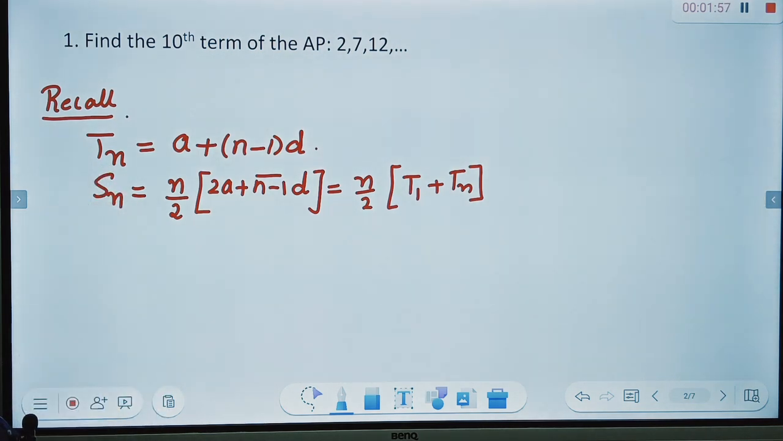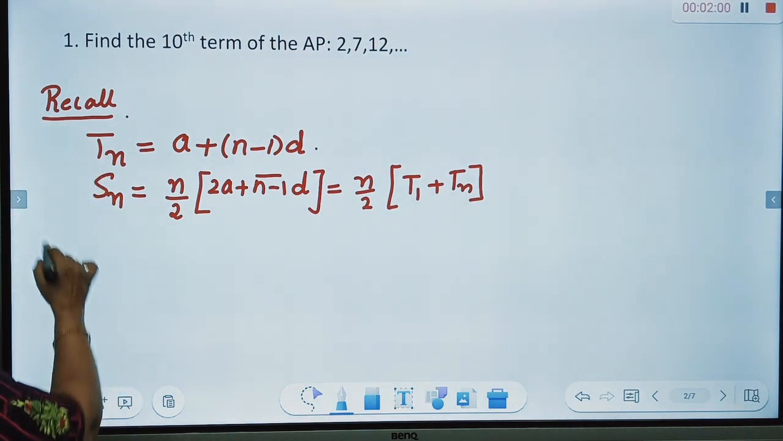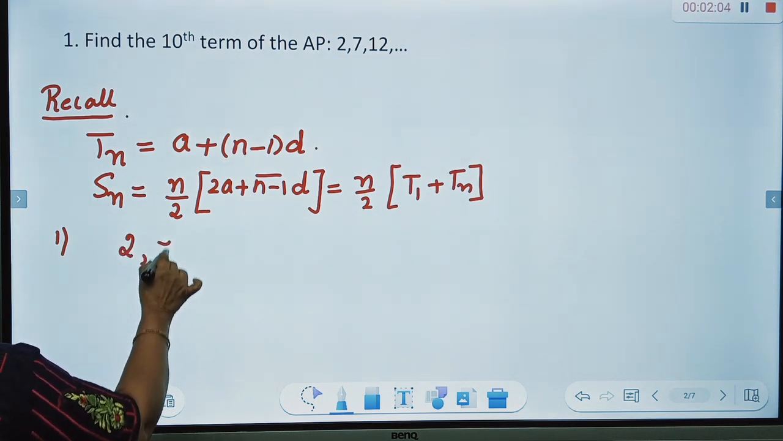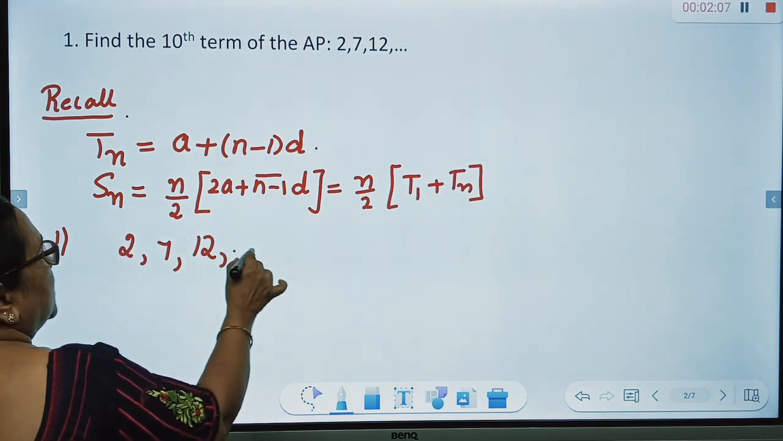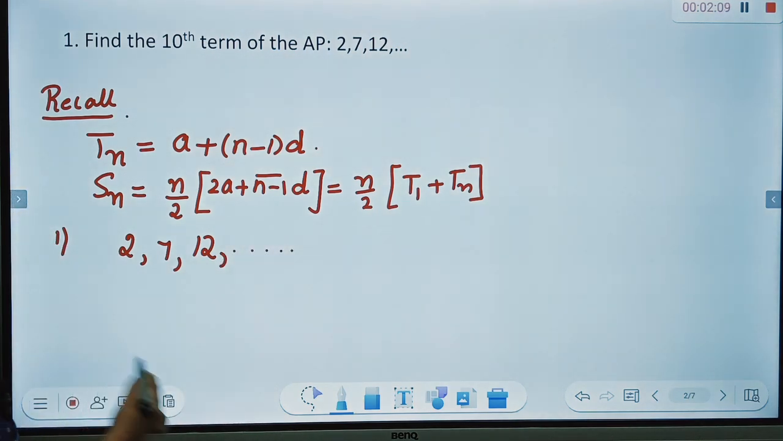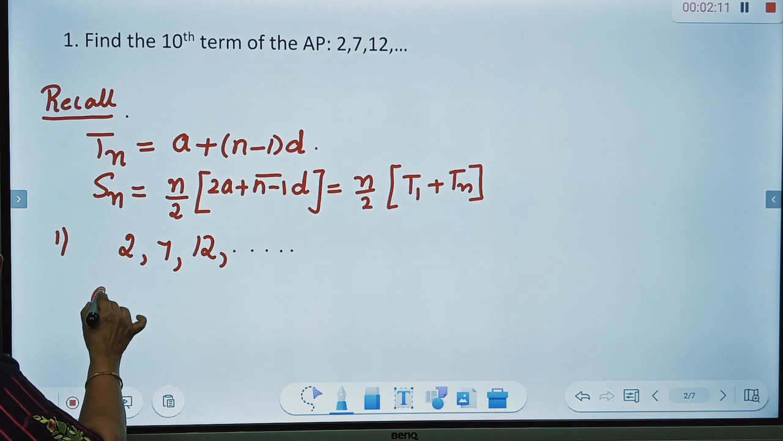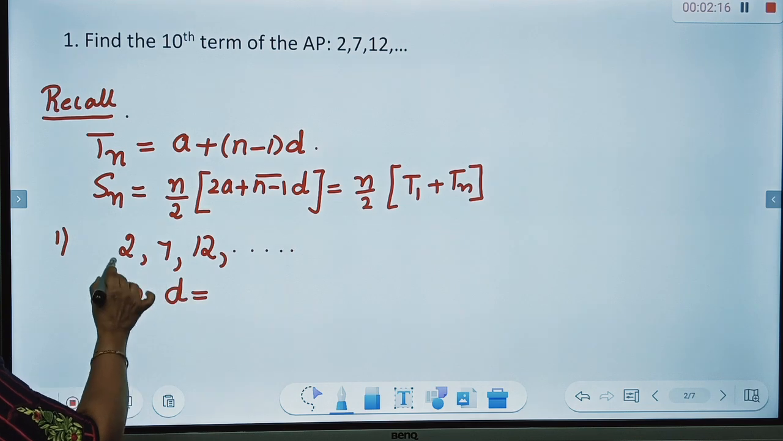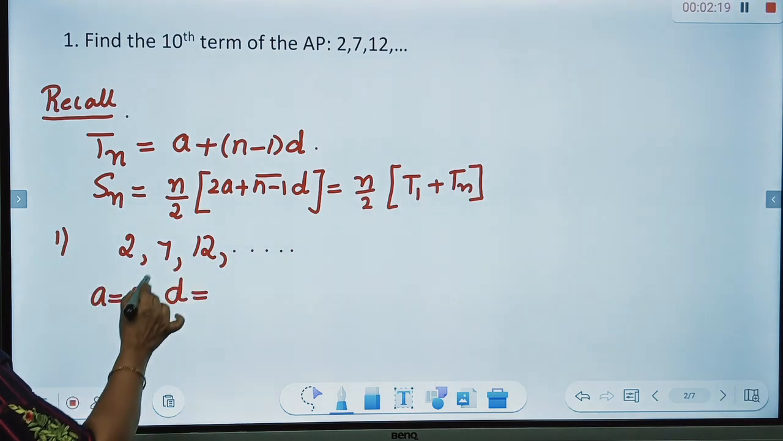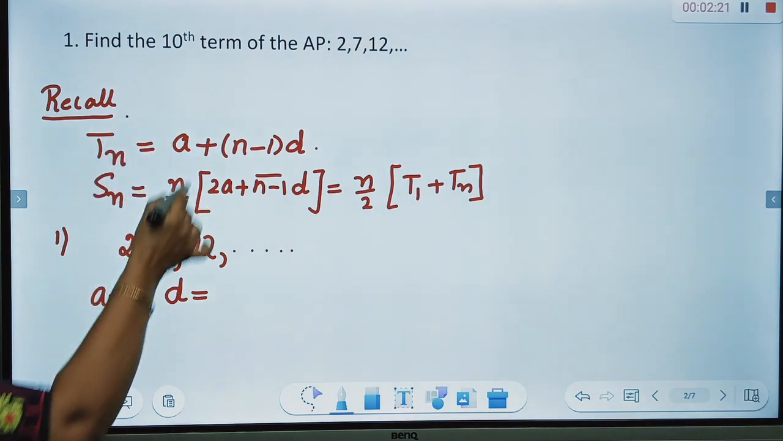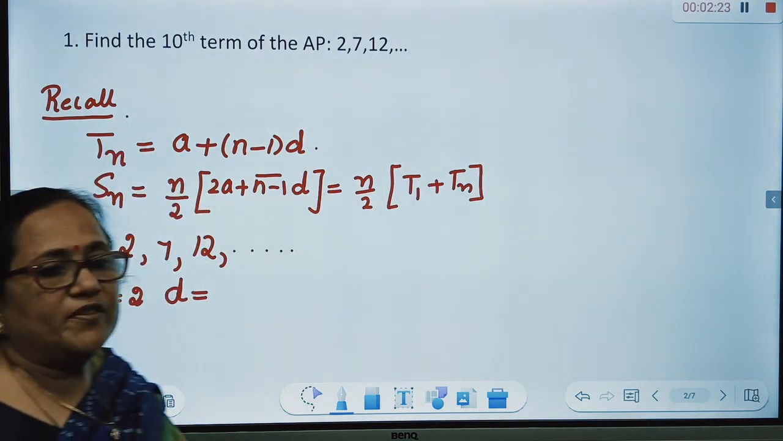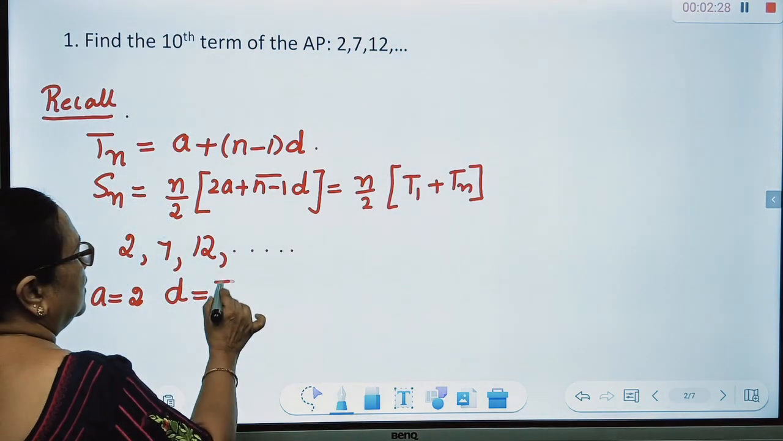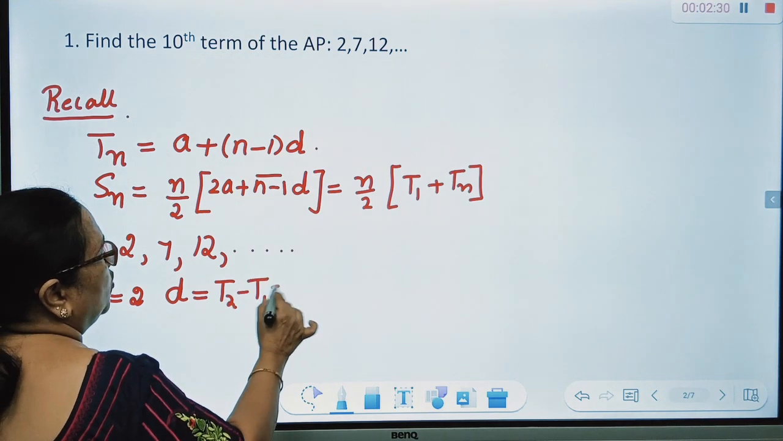Find the 10th term of the AP. So let us do the problem. First problem. So you have 2, 7, 12, etc. Is it an AP first? Let us check. The first term is 2. The common difference is 7 minus 2, which is 5. 12 minus 7 is also 5. And it is given, find the 10th term of an AP. So we can assume that the difference between any two consecutive terms is 5. T2 minus T1, which is 5.